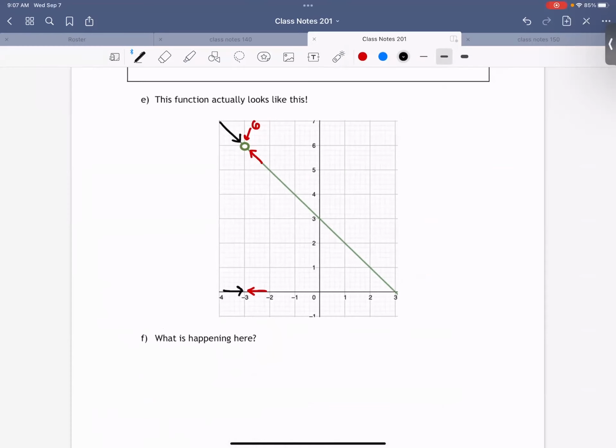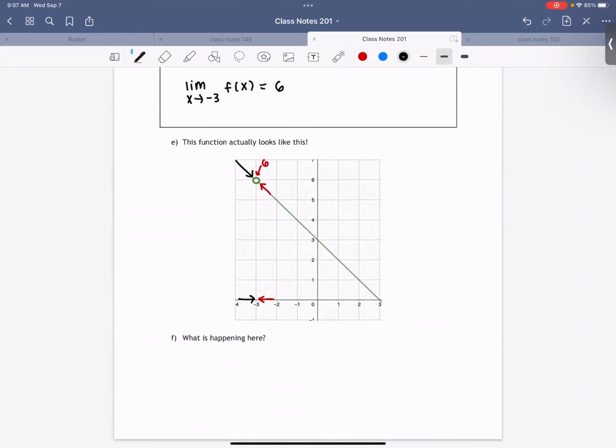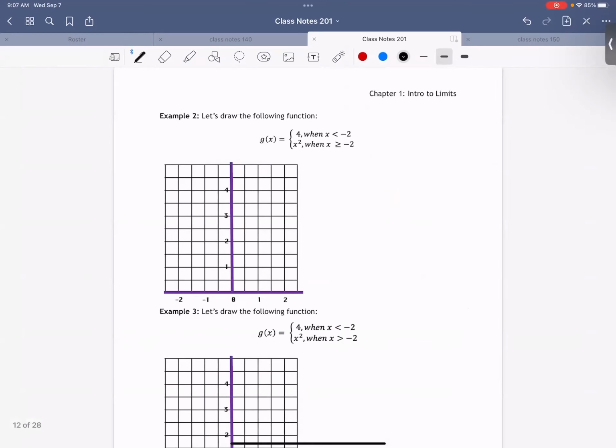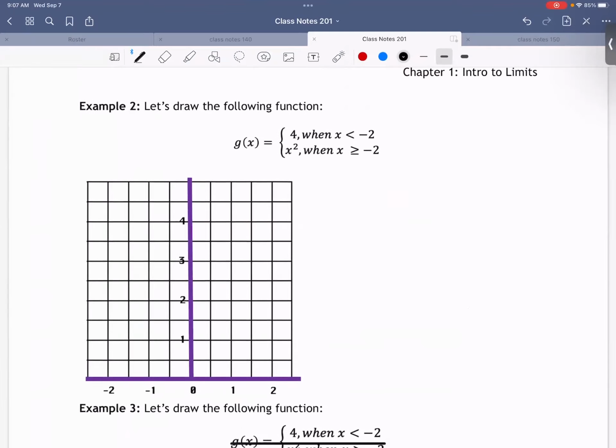Okay, so let's take a look at more limits. We're not actually going to calculate any today, but we're going to take a look at how to figure out what limits are by just taking a look at the graph of a function. Okay, let's flip our page to example 2.